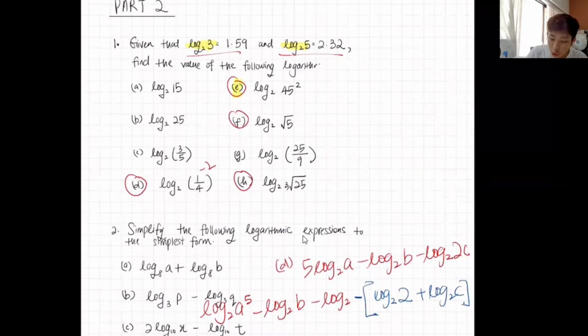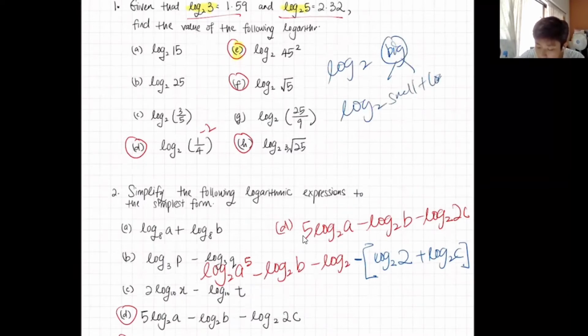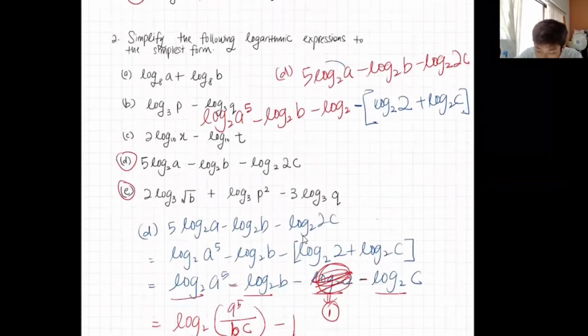If you want to substitute with this one, if you want to break things, you see what's the difference between this question and this question now? This one, you have log base 2 of something big. You're trying to split it into smaller ones: log 2 small plus log 2 small plus log 2 small. This is your idea for the top question. But the bottom question, you have individual small things and you're trying to combine them. You understand what I mean?